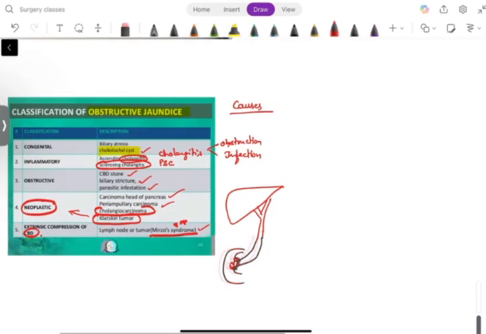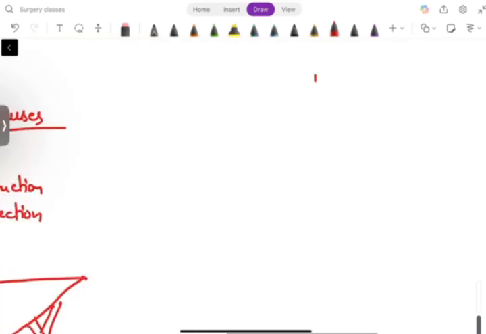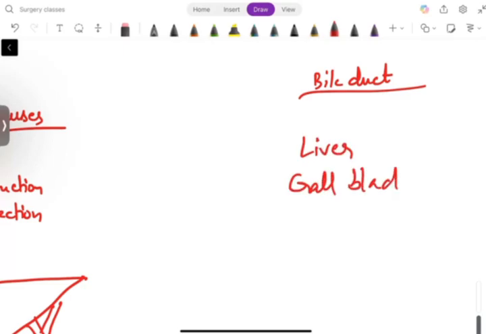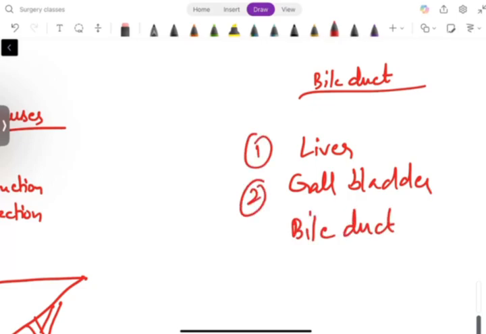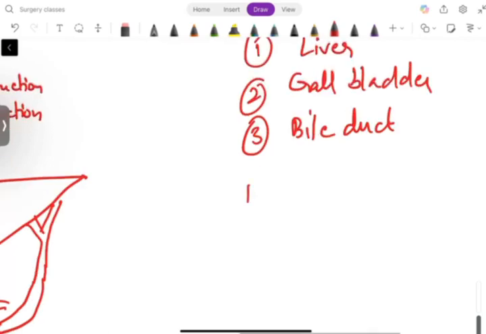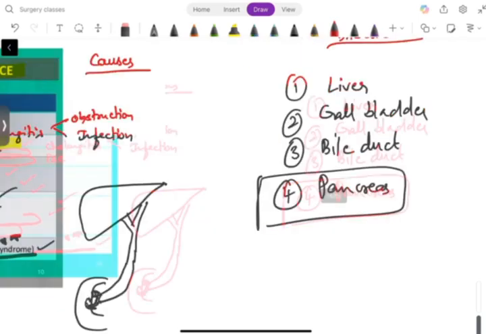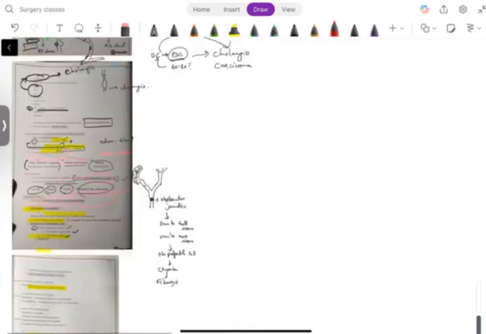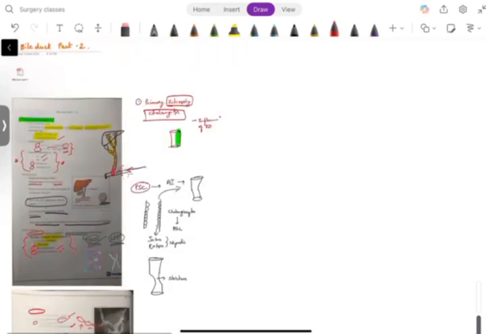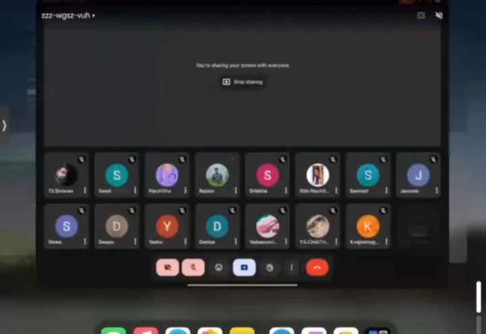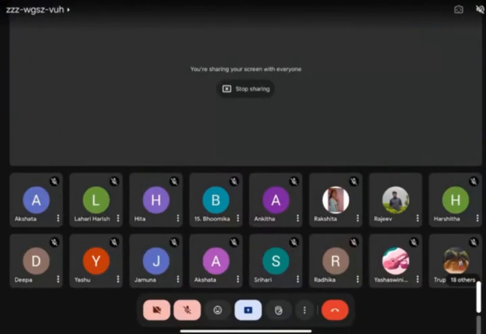So this comes to the end of bile duct. Till now we have covered liver, gallbladder and bile duct. Next we'll be starting with pancreas. Okay, any doubts? Okay, if there are no doubts, we can end the session then.